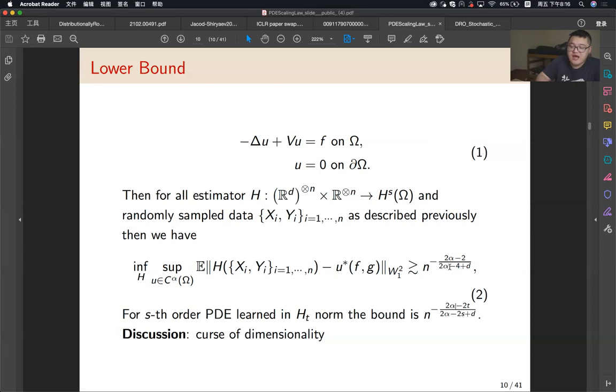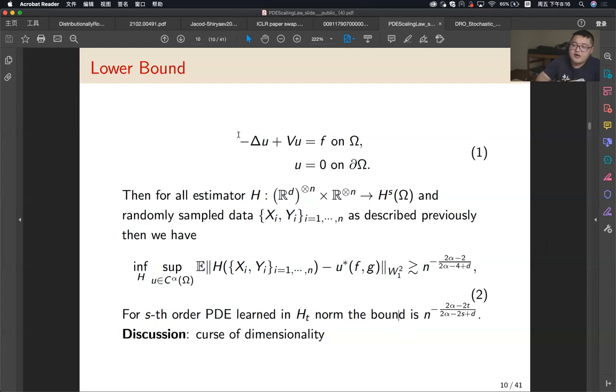So the bound you have, the four here, is because of the order of the PDE. Here it is not minus two, but you will get a minus four. Okay, there is also another very simple way to consider why this lower bound happens.